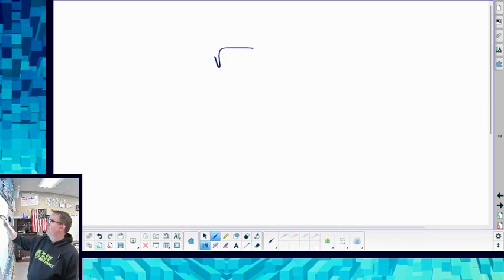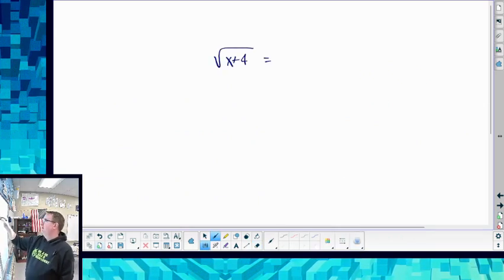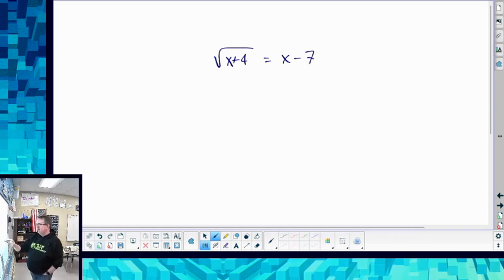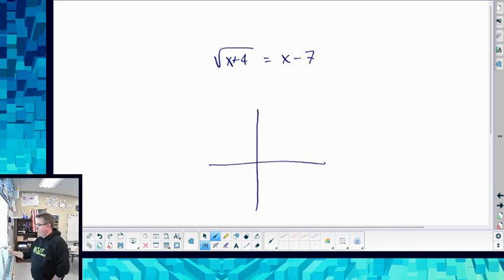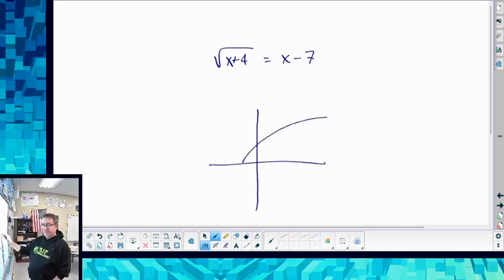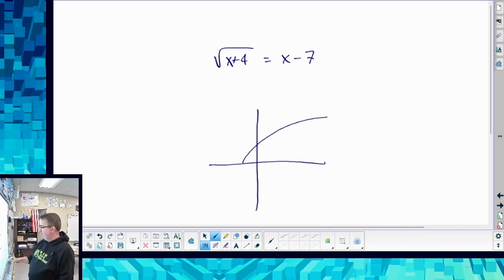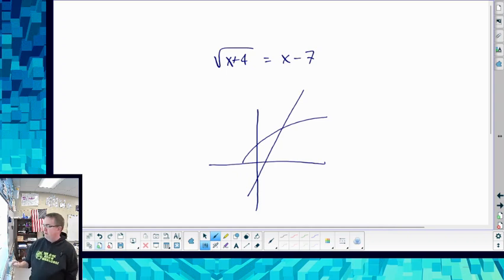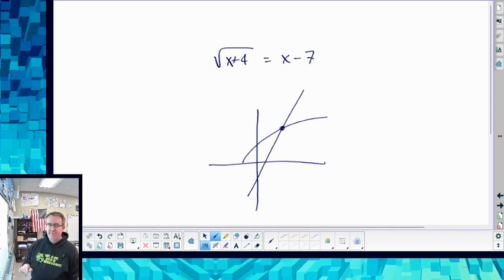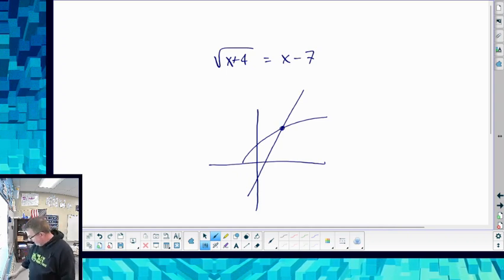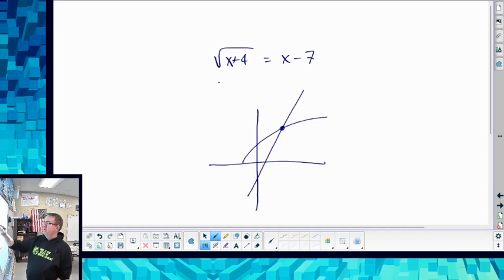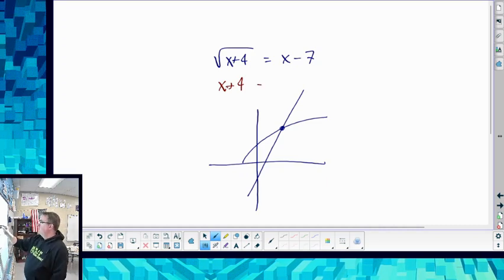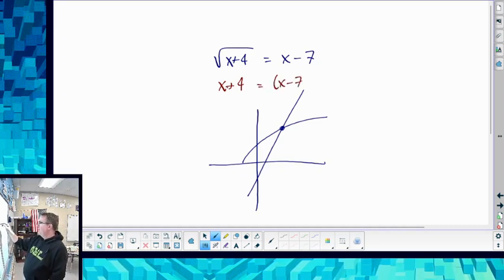If I have a square root and it's equal to a binomial, the graph of this, I've got a square root like this, shifted over 4. I have a line here. It's going like that. Okay? It's going to intersect at one point. Now, when I square these, this is going to become x plus 4. That root has now turned into a line, and over here, this is now a parabola.